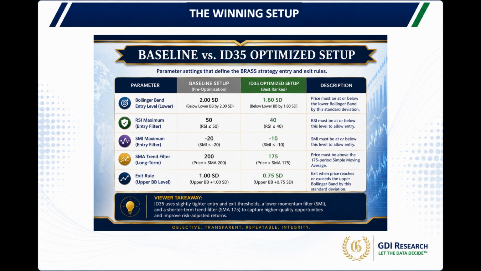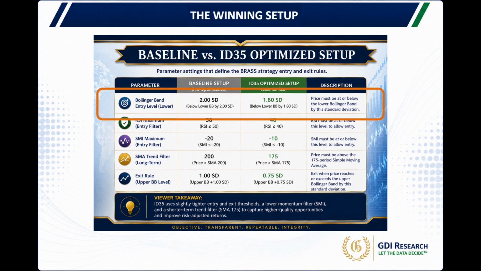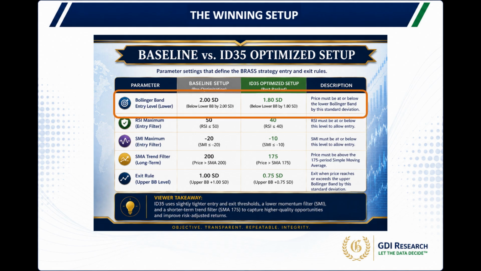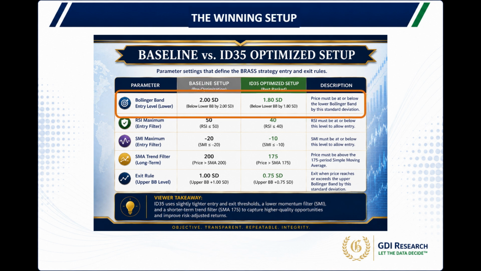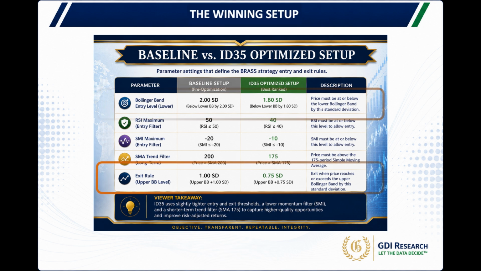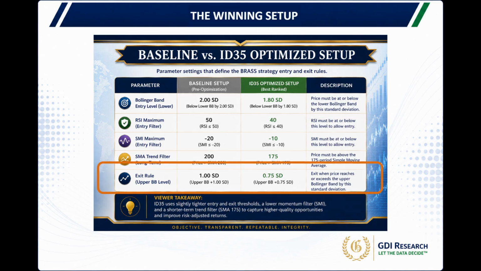Here's the winning setup. After evaluating 160 different parameter combinations, ID35 emerged as the highest-ranked configuration. Notice that the biggest improvements aren't dramatic, they're subtle. The strategy enters trades slightly earlier by moving the lower Bollinger Band threshold from 2.0 to 1.8 standard deviations. It also exits trades slightly earlier by reducing the upper Bollinger Band threshold from 1.0 to 0.75 standard deviations.